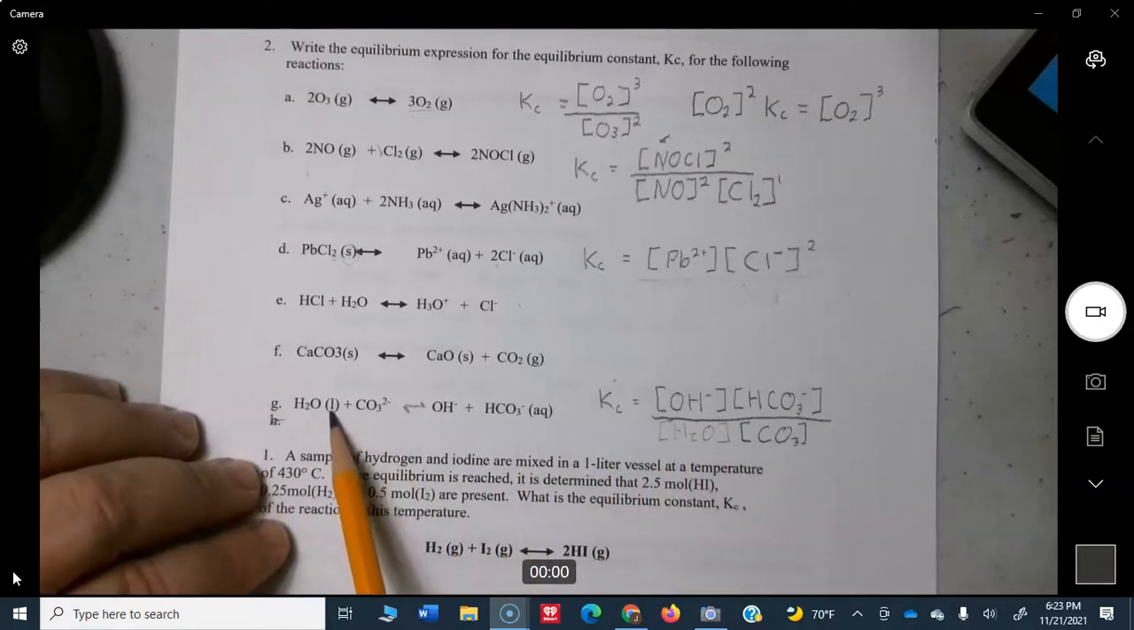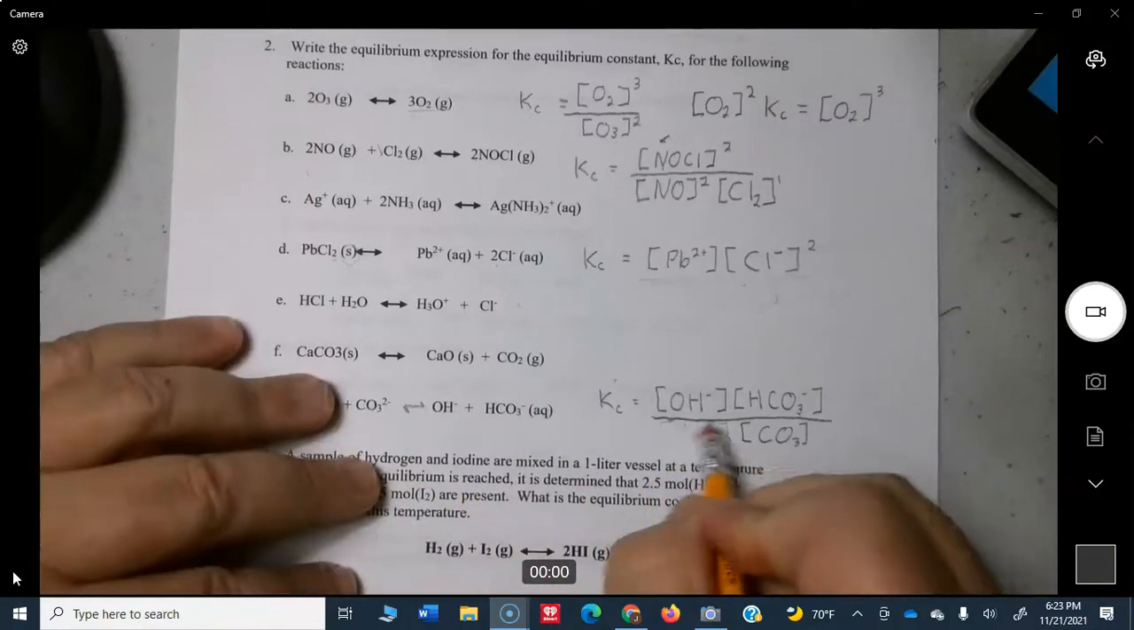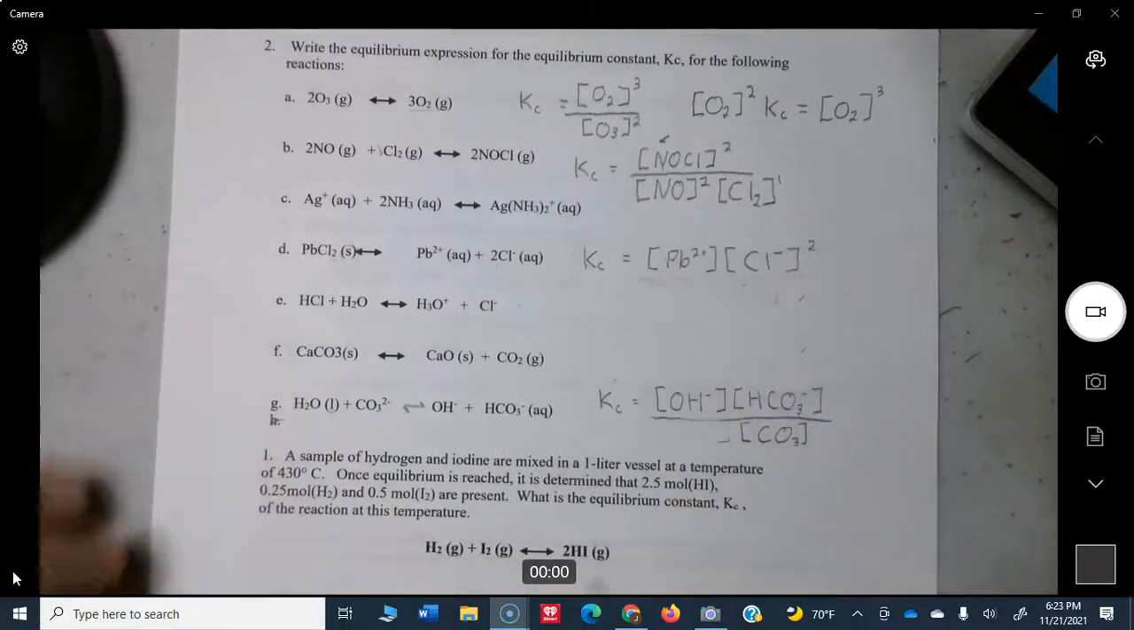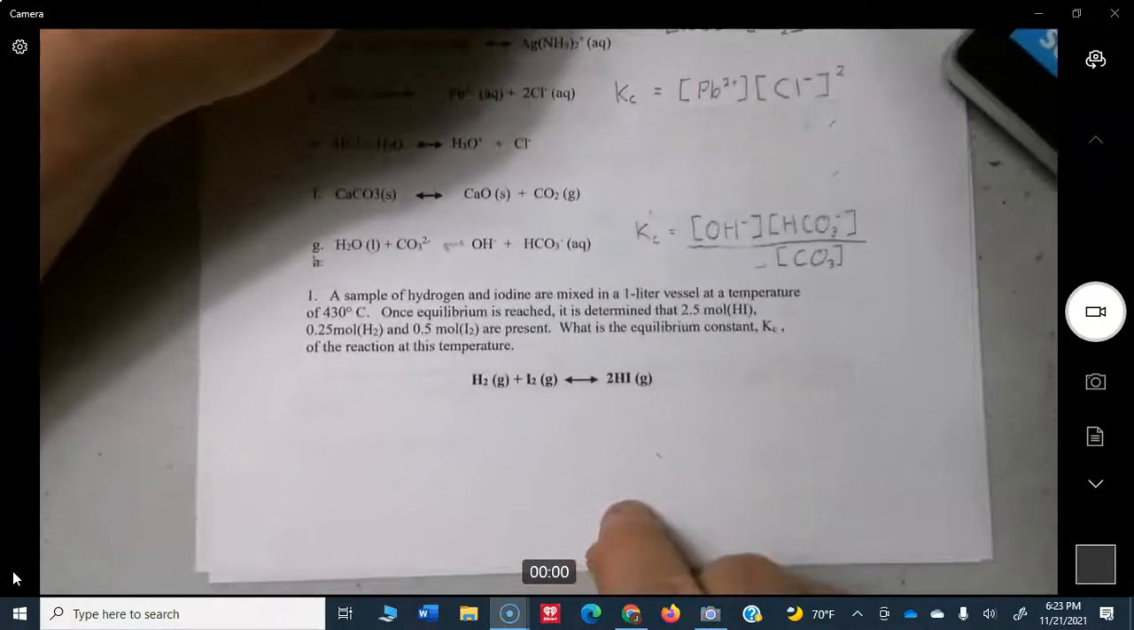But if it's a pure solid or a pure liquid, water is considered a pure liquid, then you don't include it in the law of mass action. So we take that out. Okay, so you do the ones that I didn't do here. All right, let's keep going.